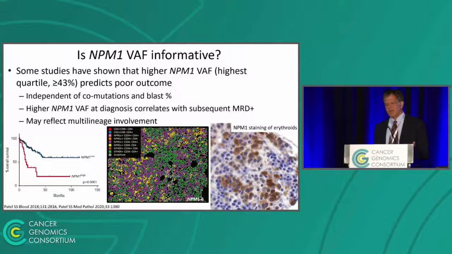And this doesn't really make that much biologic sense if it doesn't reflect a blast count. One possibility is this may reflect the presence of multilineage involvement, that is NPM1 not only in the blast, but also in other cells. This shows NPM1 staining what look like erythroid elements, in this case of relapsing AML after therapy. And these cells here, these greenish yellow cells, you can see represent NPM1 mutation in cells that are not blasts, so maturing cells.